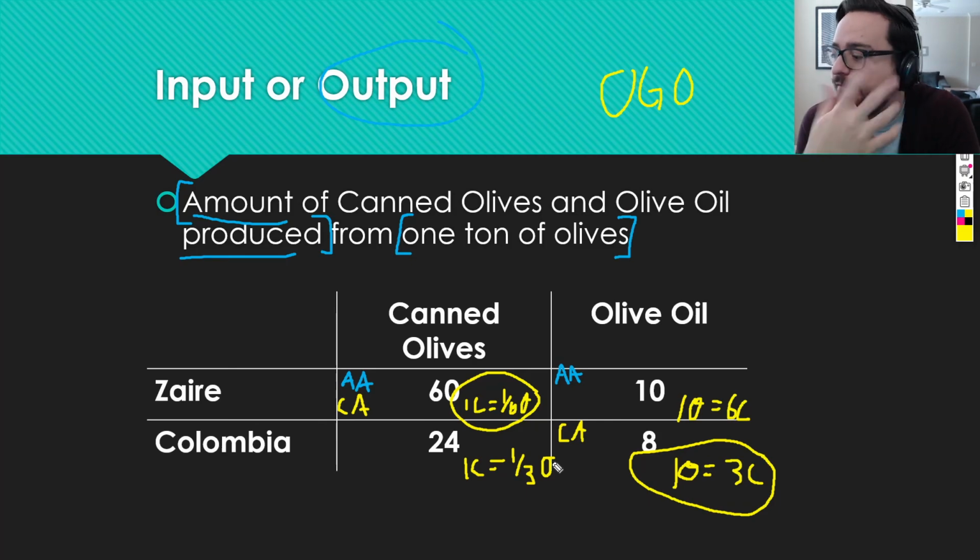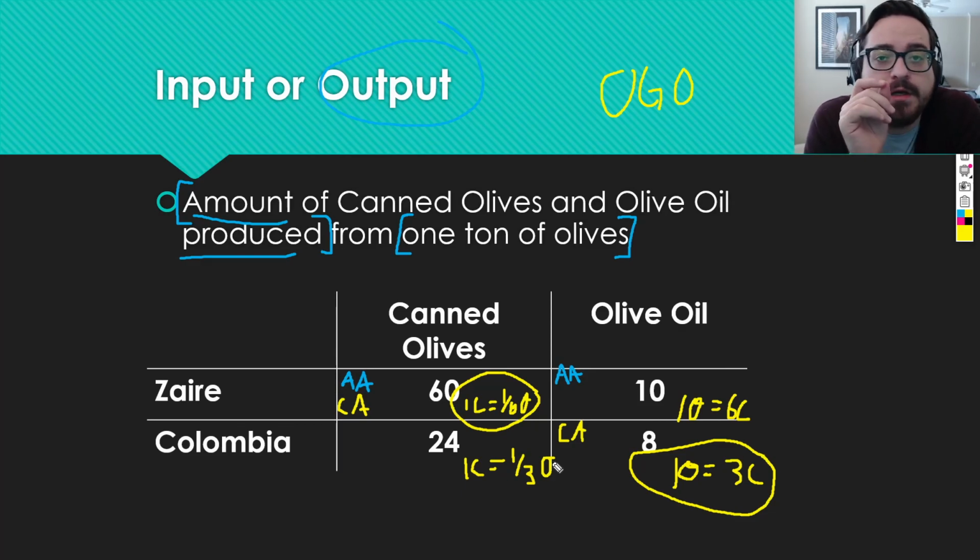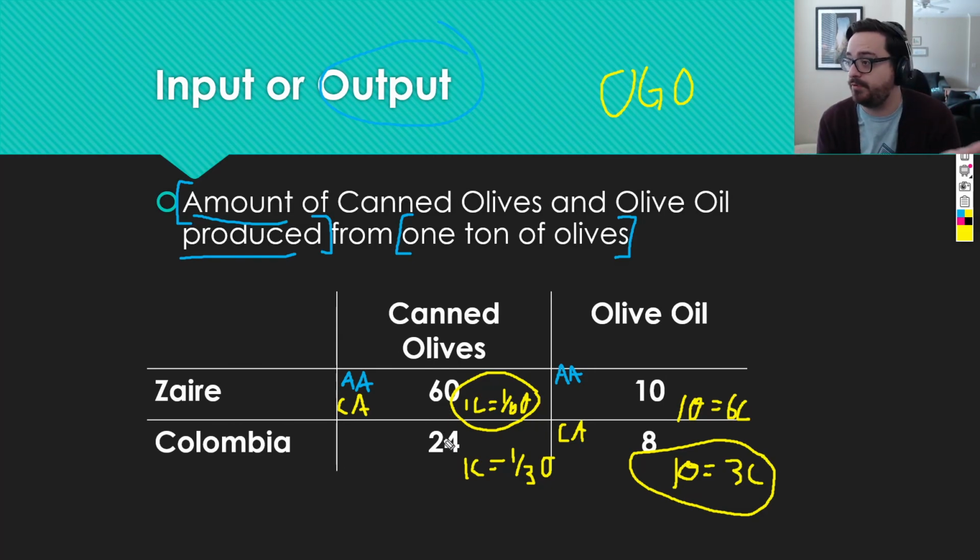Now, final disclaimer for this end of this video. There is the possibility, albeit rare, that the answer could be that neither has the comparative or absolute advantage. That would be based on them being equal. Like if it was 60 and 60 here, then I would say neither has the absolute advantage of producing canned olives because they are equally good at producing it, right? Neither one is better than the other. You could both have the same opportunity cost, so then neither would have the same.